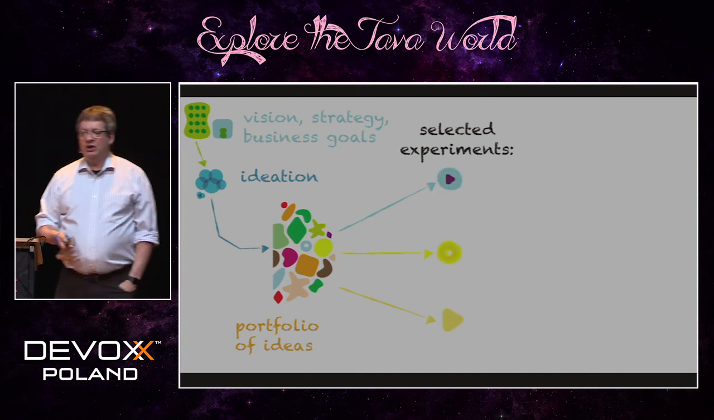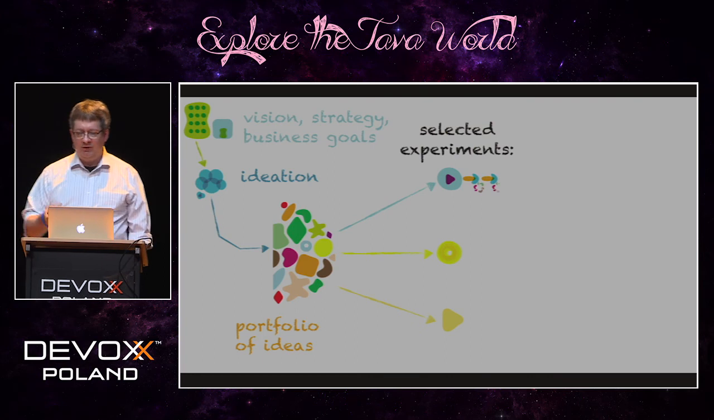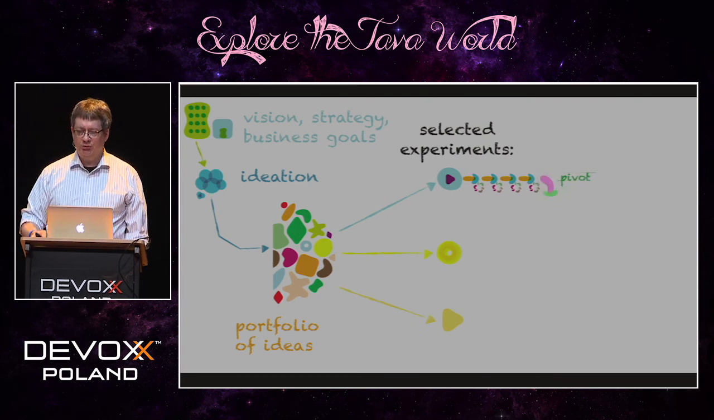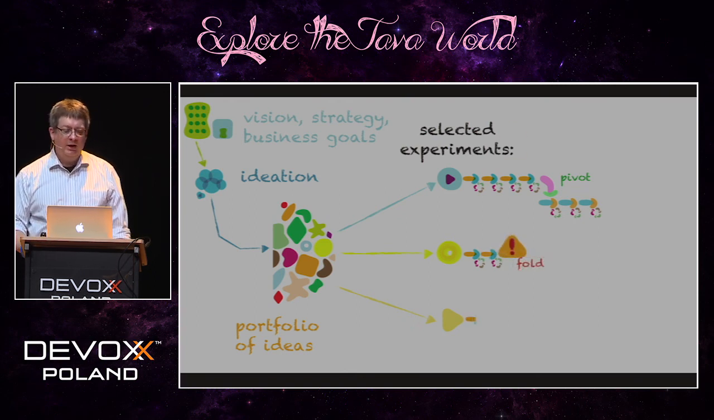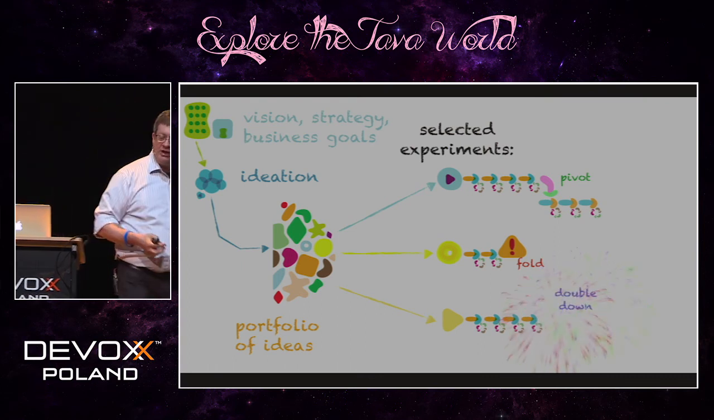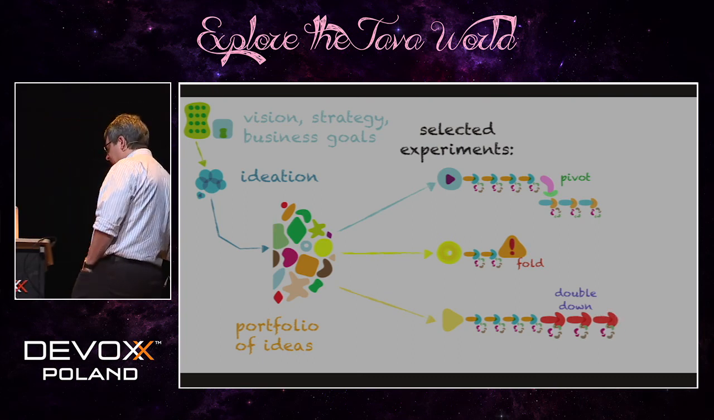Maybe one of them does some of the things that your users like, but not everything. This is the classic pivot, where you change what you're doing but keep the main thrust the same. Maybe one of the experiments looks really promising, but as soon as you try it, you get no engagement at all, so you can kill that. And of course, what you want is one of your experiments to be really successful, and you can double down on that and put more and more resources into it.